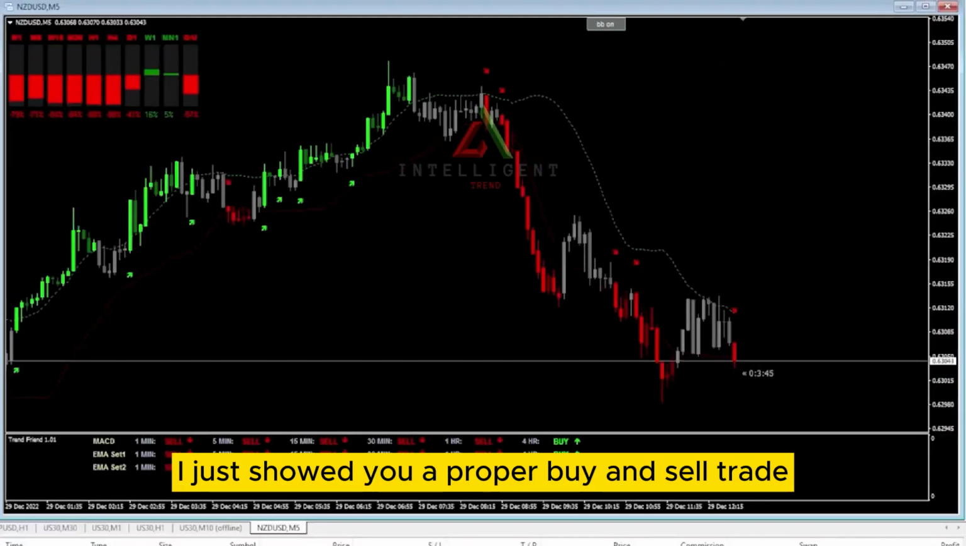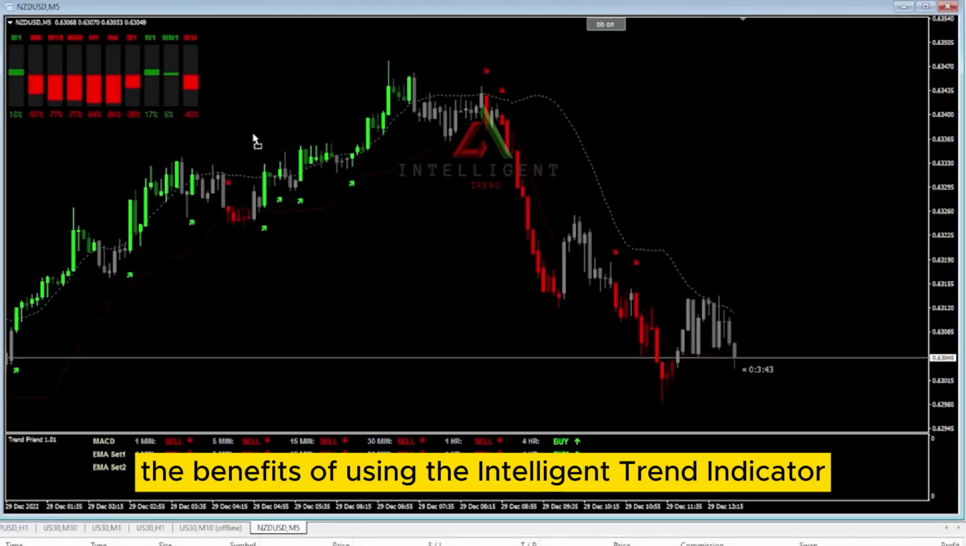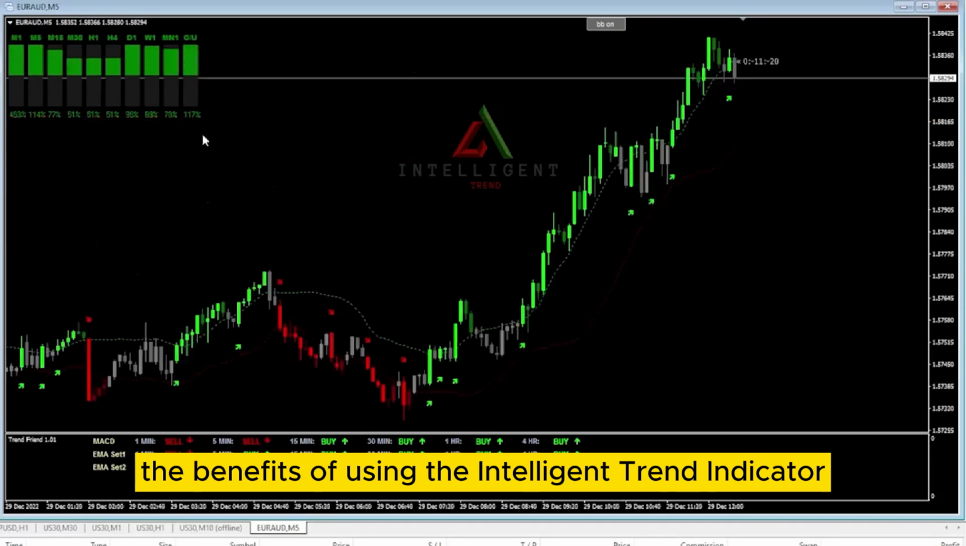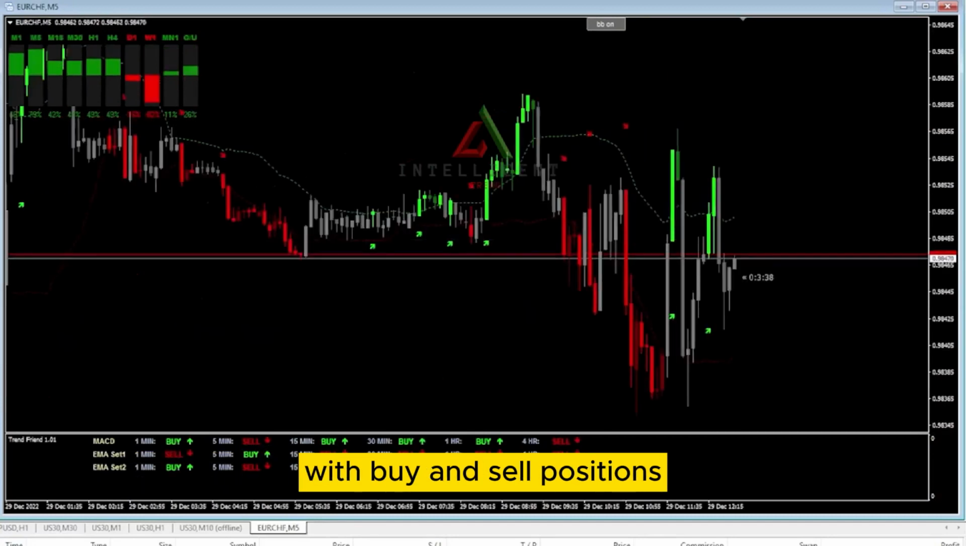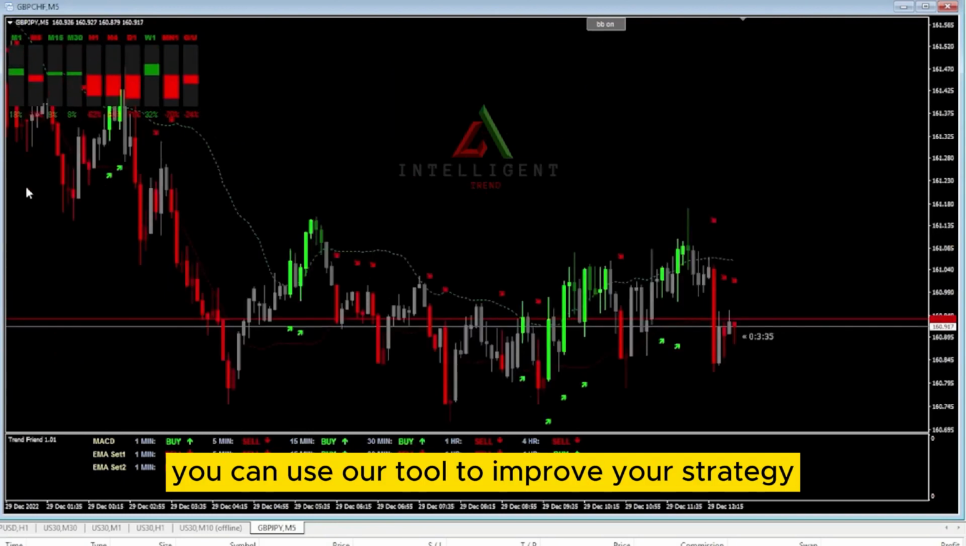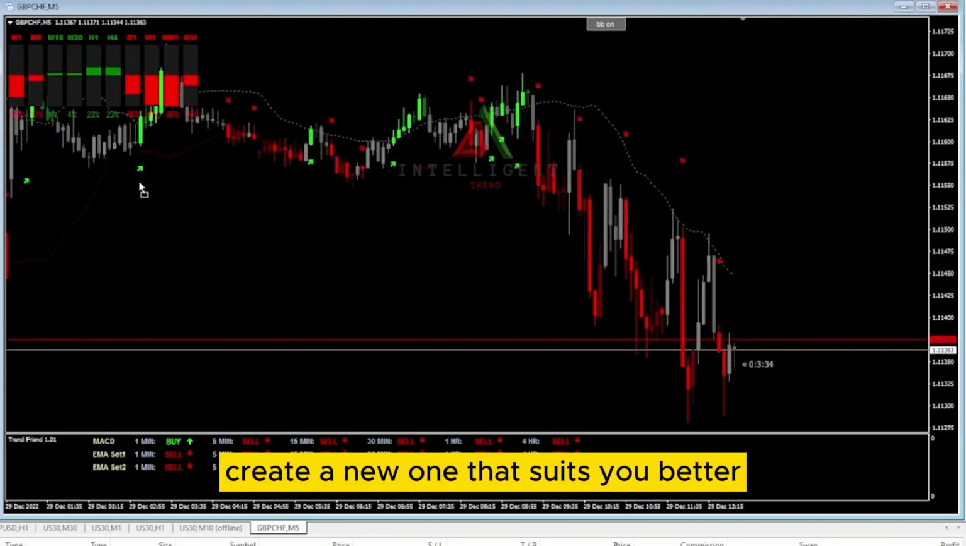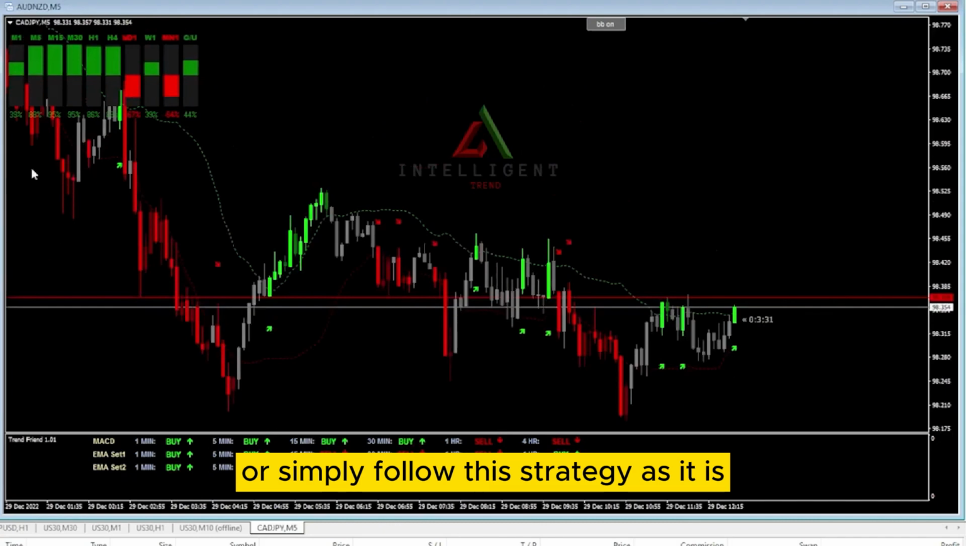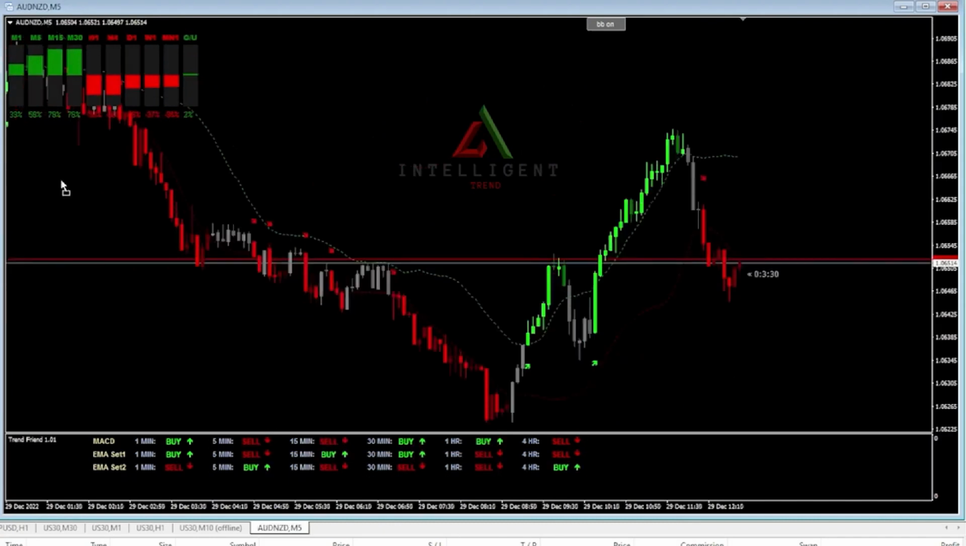I just showed you a proper buy and sell trade. The benefits of using the intelligent trend indicator are that you can more easily spot the trend with buy and sell positions and join the market more easily. You can use our tool to improve your strategy, create a new one that suits you better, or simply follow this strategy as it is.